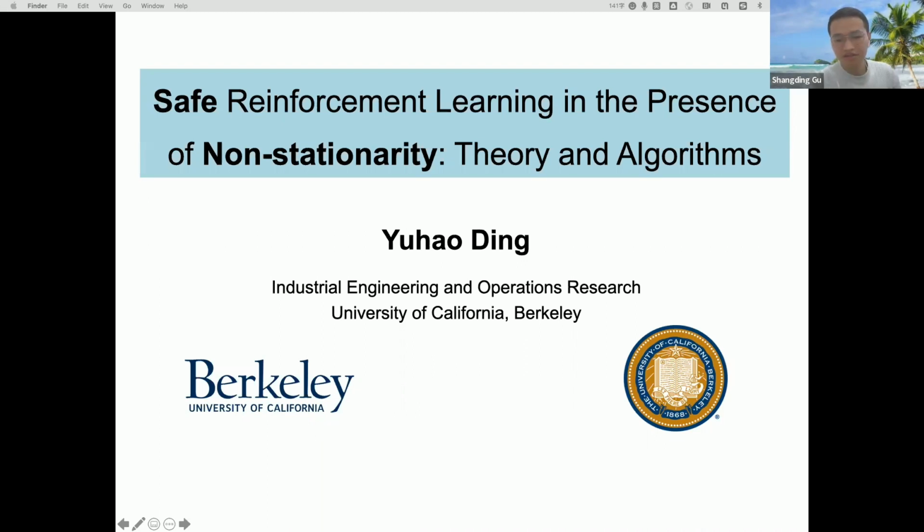So today we invited Yu Haoding to give us a talk about safe reinforcement learning in the presence of non-stationarity: theory and algorithms. Yu Haoding is currently our fifth-year PhD student at the UC Berkeley Operations Research Department. His research interests include reinforcement learning, control theory, optimization, and statistical learning. During his PhD, he focuses on non-stationary sequential decision-making problems, such as time-varying optimization, the global convergence of policy gradient methods, and non-stationary reinforcement learning.